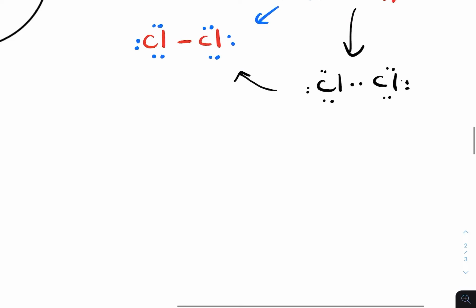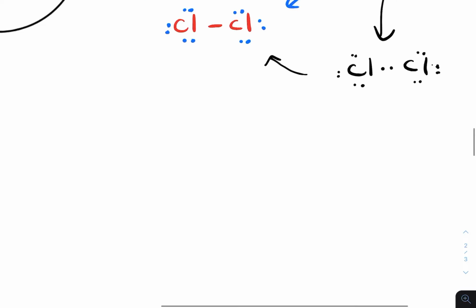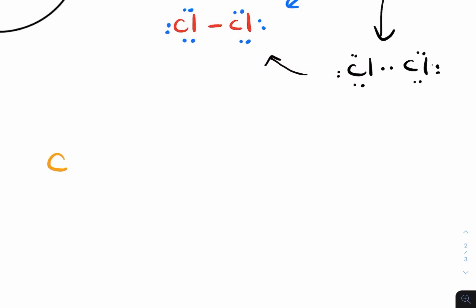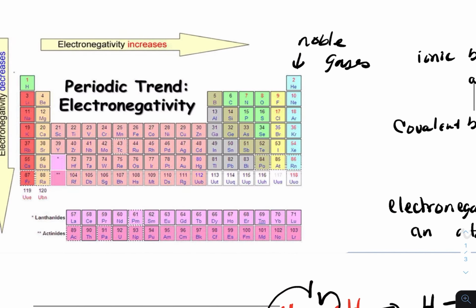We can also see this in methane, right? When we have carbon, we know that carbon has 4 valence electrons, right? And we know this by looking at the periodic table, by the way. Let me go all the way back up to the periodic table to show you a little something.